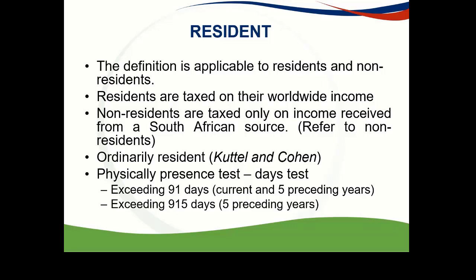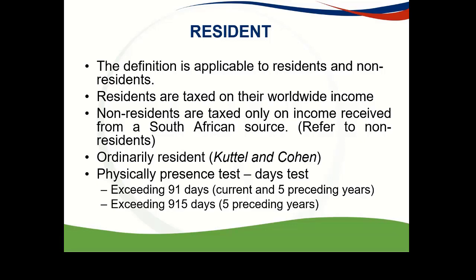Okay, then tests to determine whether you're a resident. There's the ordinarily resident test. In the Cuttle and Cohen cases, Cuttle was ordinarily resident in the USA, although he also had a home in South Africa. And in Cohen, the court held that where a person returns to after his wanderings is where his ordinary residence is. In Cohen's case, that was South Africa.